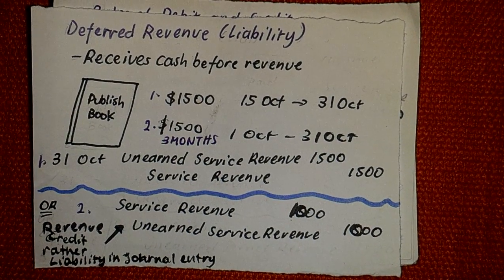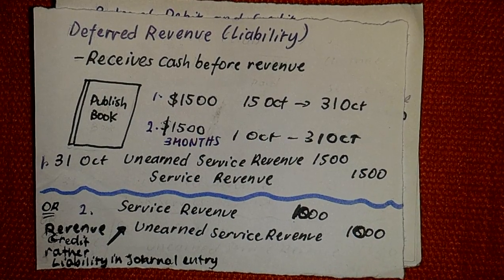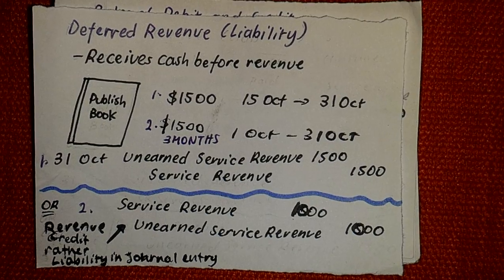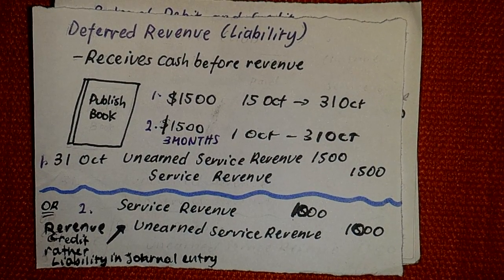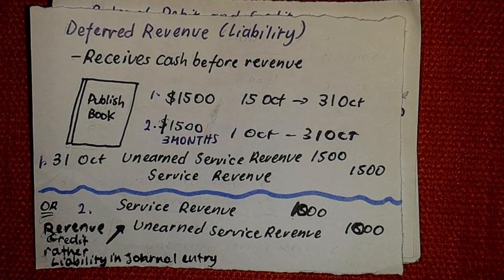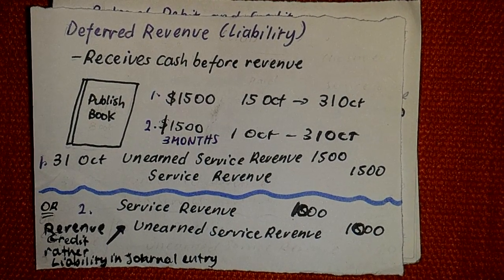In this adjusting entry, you can see that the liabilities have decreased and the revenue has increased. Therefore, as shown, on the 31st of October, debit unearned service revenue, $1,500, and credit service revenue, $1,500.